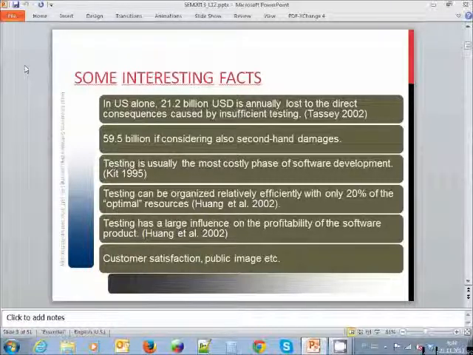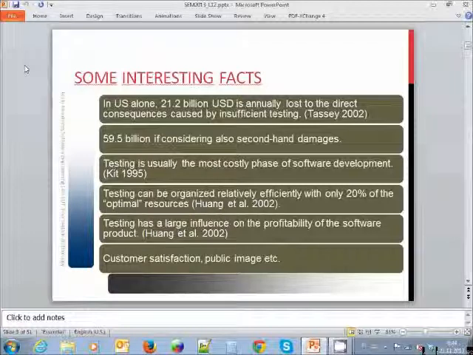But anyway, there's a study by Guan who says that 20% of the optimal resources defined by the company is usually enough to give an adequate or acceptable level of quality in software testing if the organization uses those resources efficiently. They also mention that the testing work actually has a huge influence on the actual profitability of the software product.